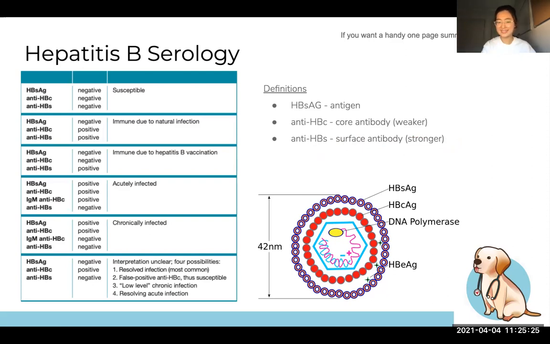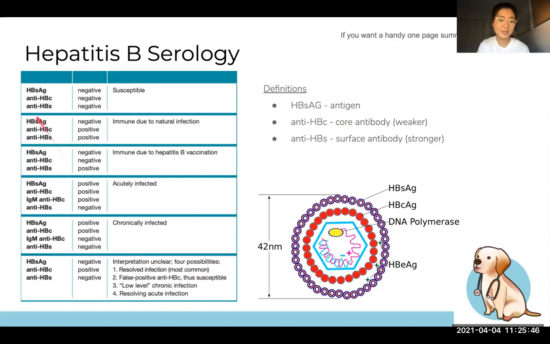So that's why you'll get the surface antibody if you have a vaccine, but you won't get the core antibody produced, versus if you were actually infected, your body would first produce the core antibody and then produce the surface antibody, kind of like working upwards. So that's a bit of background information. We'll just have a look at this table now.